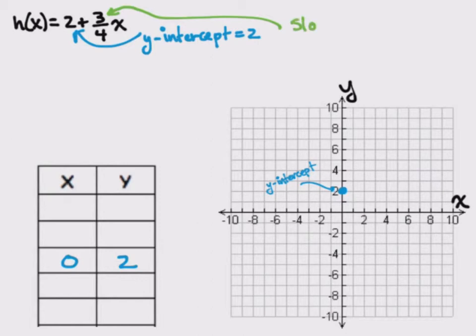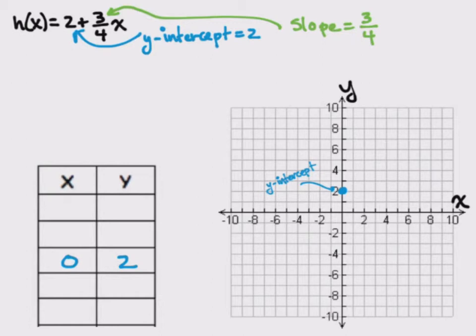This time, our slope is positive 3/4. And this means that every time x increases by 1, h of x, or y, will increase by 3/4. Or every time we move 1 unit to the right on our graph, we'll move 3/4 of a unit up on our graph.